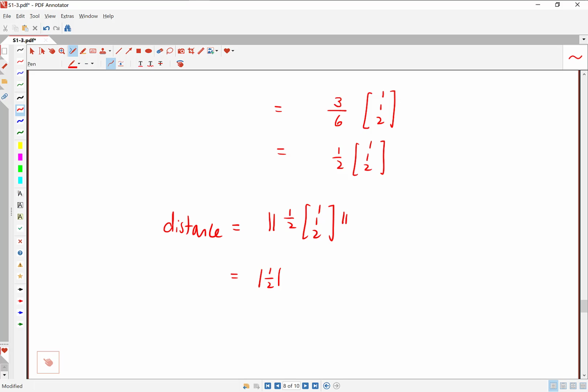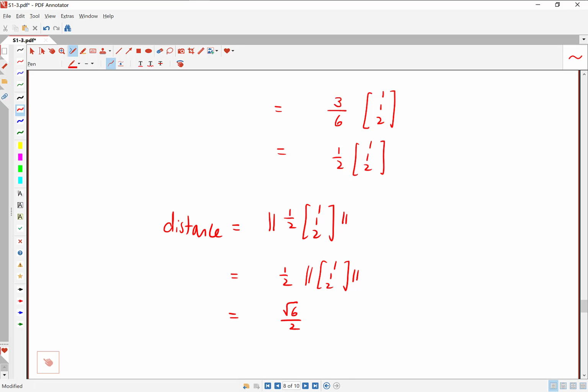So technically we should say absolute value of 1/2 times the length of 1, 1, 2. But because 1/2 is a positive number, it's okay to say 1/2. You would just have to be a little bit careful if you were bringing a negative constant out. Okay, so our length of the vector 1, 1, 2 is √6. Therefore, our answer is √6/2. That gives us our distance between our point and the plane.